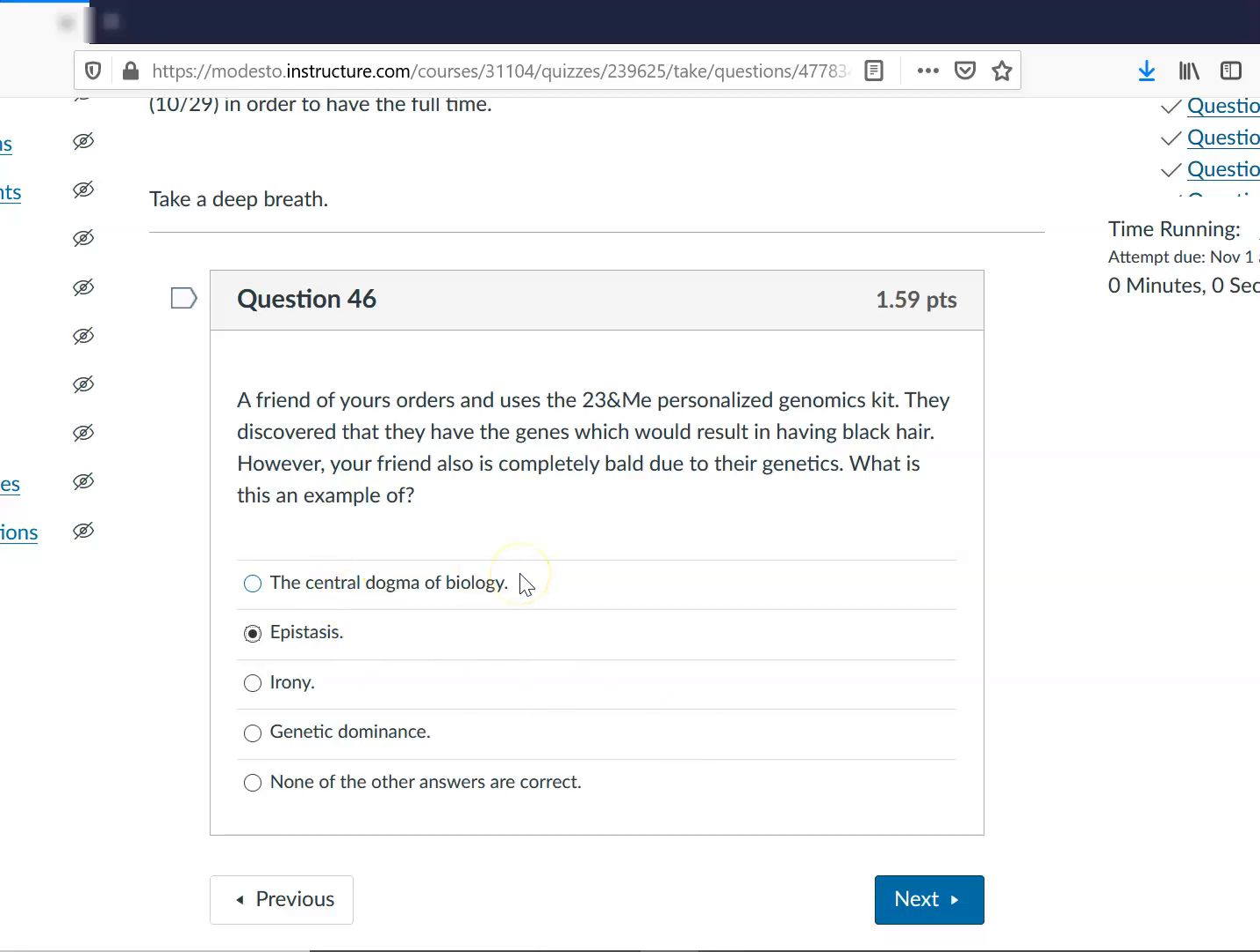The central dogma of biology is that DNA makes mRNA, and that mRNA is the instructions for protein, so that's not the answer. Genetic dominance, also not a good answer. None of the answers are correct. It's nonsense. So yeah, epistasis.